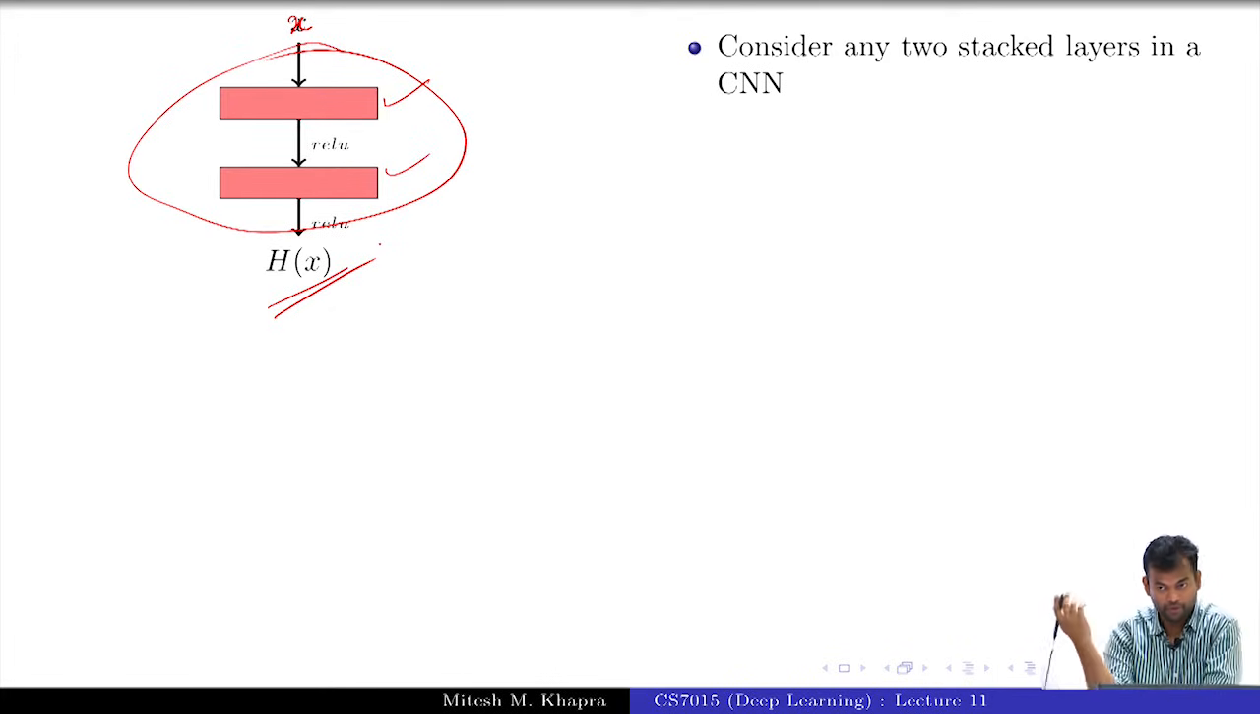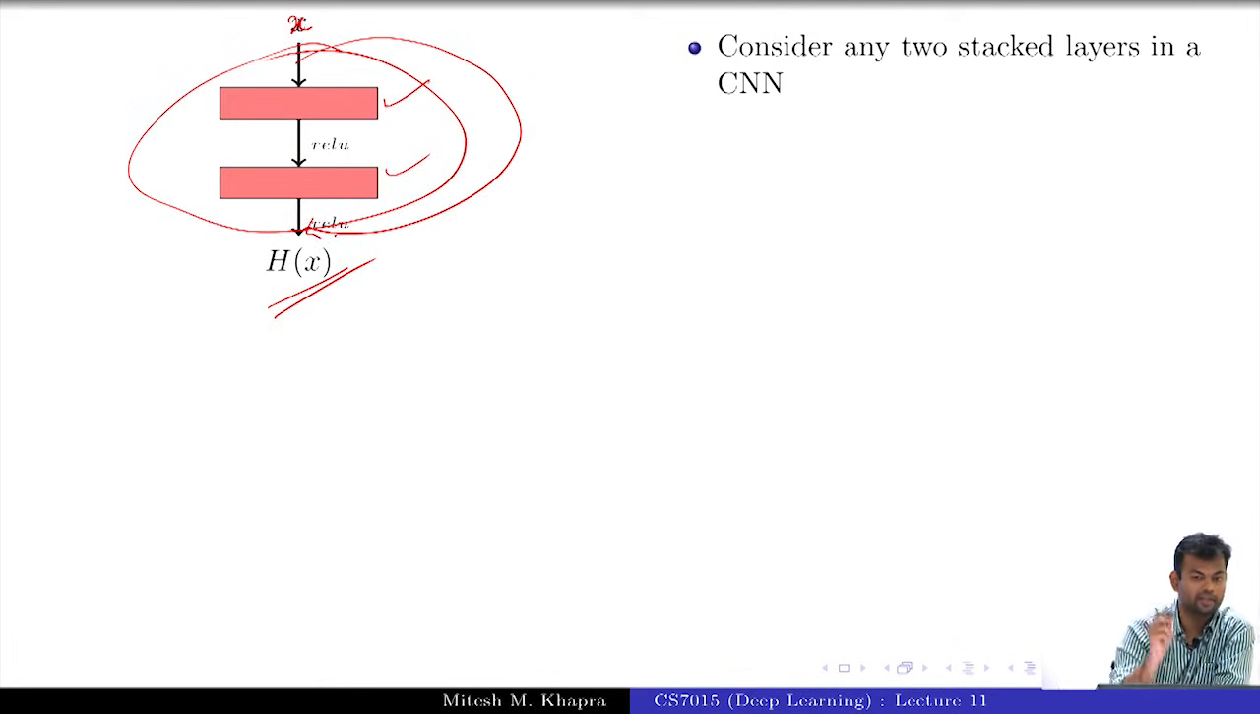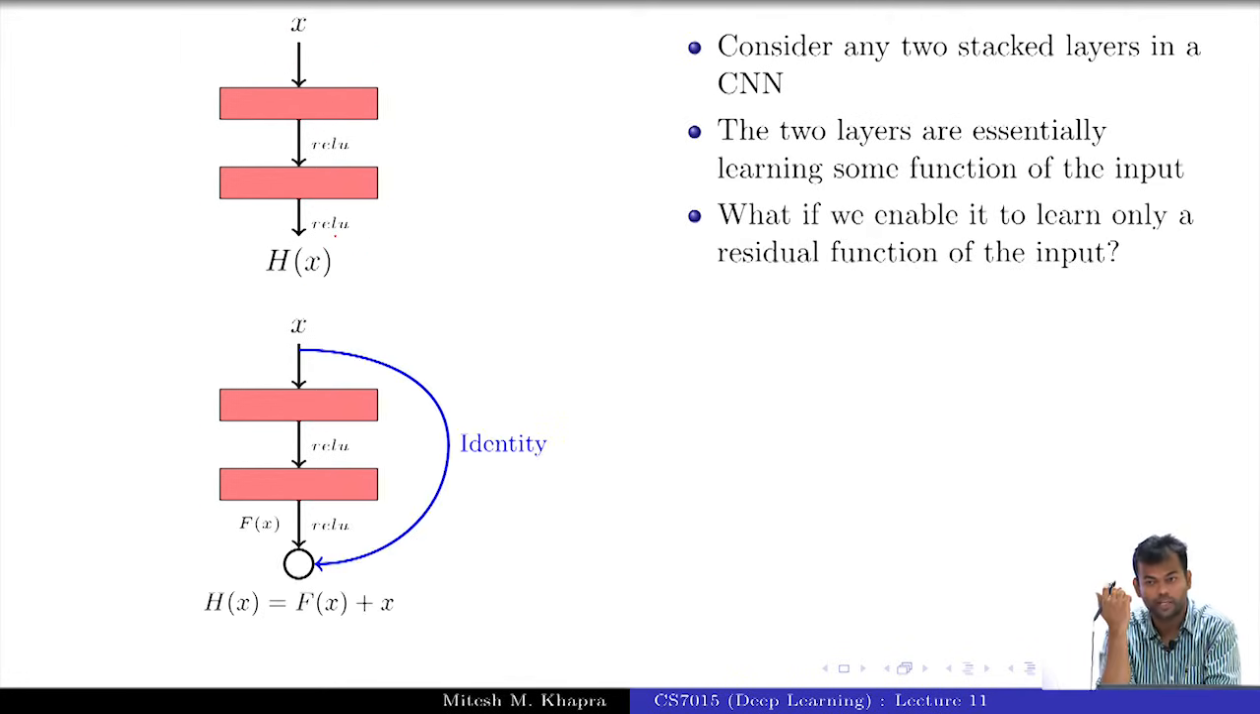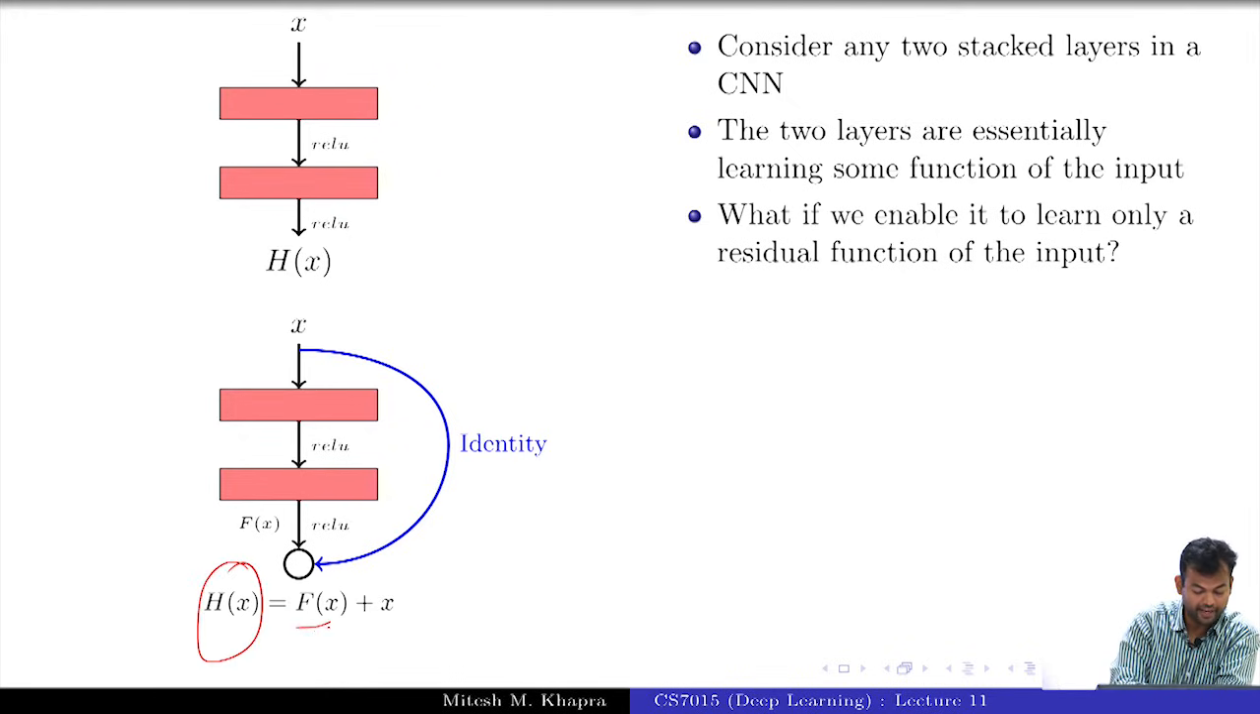And my argument was that if it could learn to directly copy x here, the deep network should at least work as well as the shallow network. So why not I explicitly ensure this? That in addition to these connections, I also explicitly connect x to the output. Do you get this? So now what I'm trying to do is h(x) is equal to f(x), which is the transformation that I learned for x, and in addition I also add x.